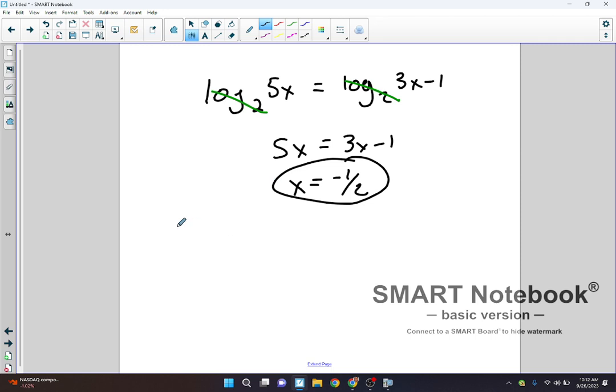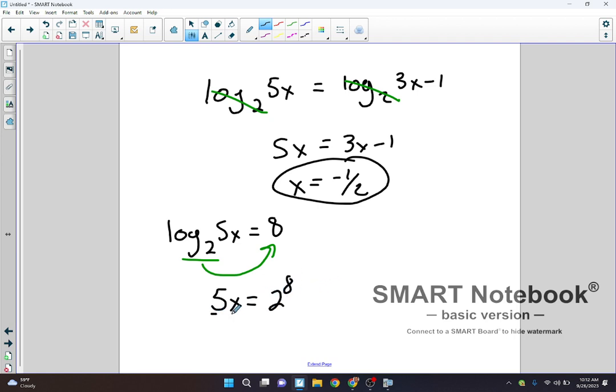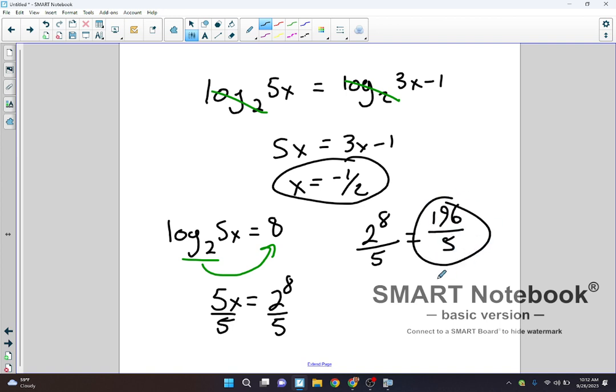But in the scenario when they're not the same, log base 2 of 5x equals 10. Or I'll use 8. In this scenario, when you move over the 2, you have to bring it to the other side. Remember, it's going to become an exponent. So 5x equals 2 to the 8th power, divided by 5, divided by 5. 2 to the 8th power divided by 5. 2 to the 8th power is what? 16 times 16, 196 over 5.